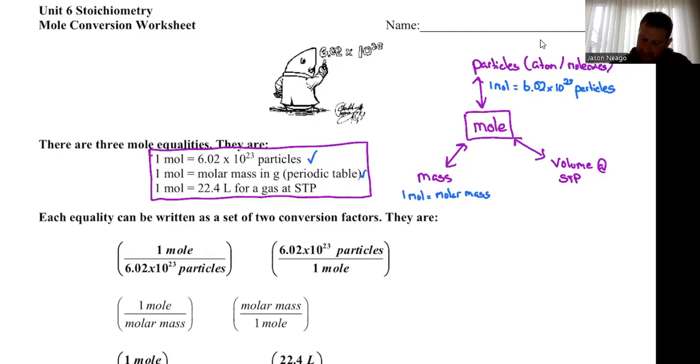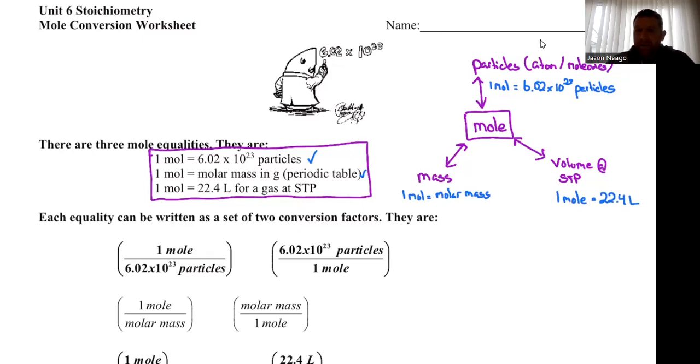And last but not least, when I go from moles to volume, 1 mole is equal to 22.4 liters. And remember, that is only for gases and only when we're at standard temperature and pressure.